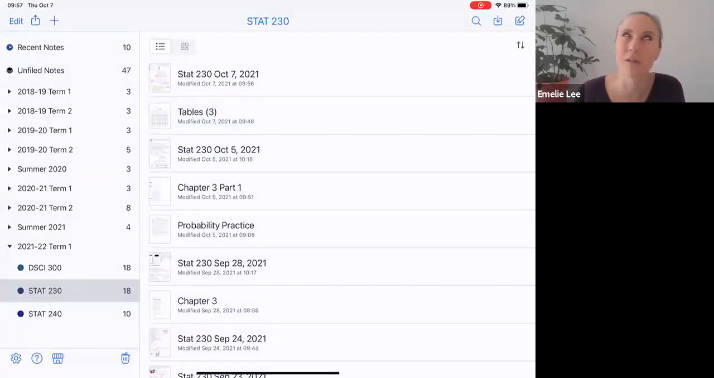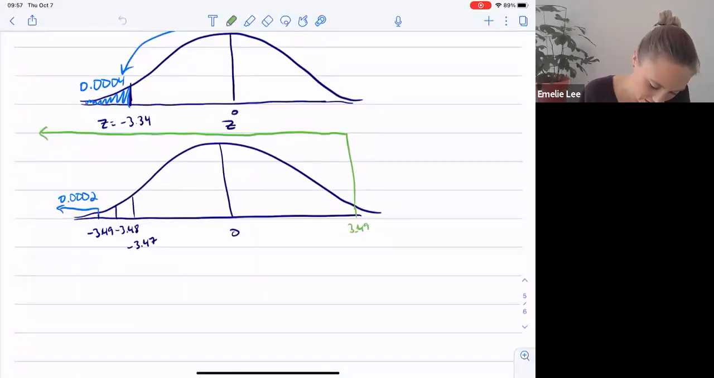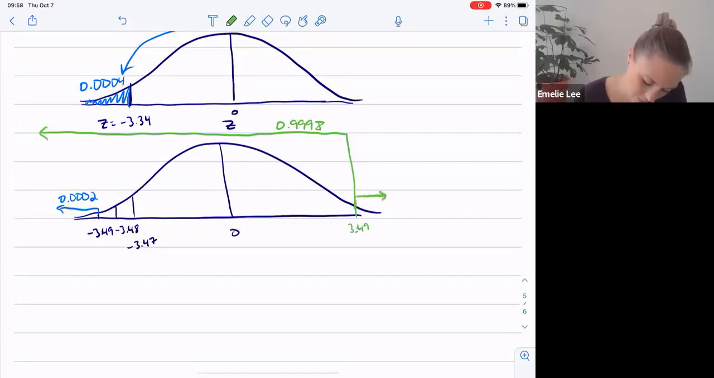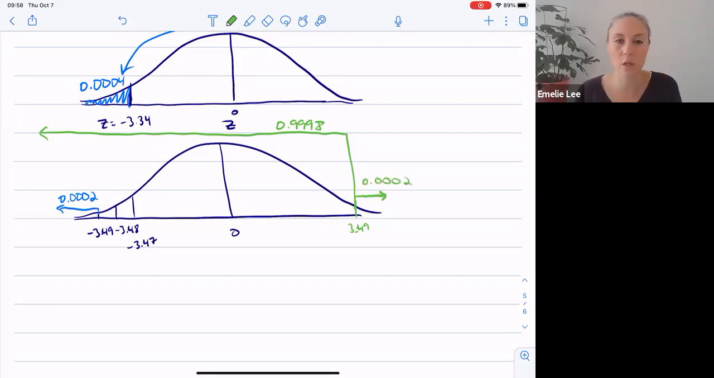Maybe one more 9 in there. Let me draw it on here. 0.9998. There, I was missing a 9. What does that mean? Well, we also know that the total area has to be 1. Right, so that means that this area must be 0.0002.